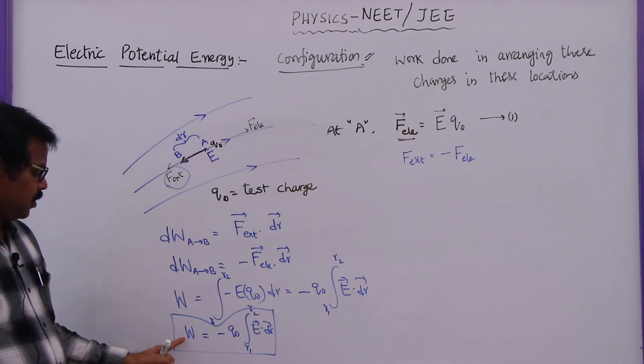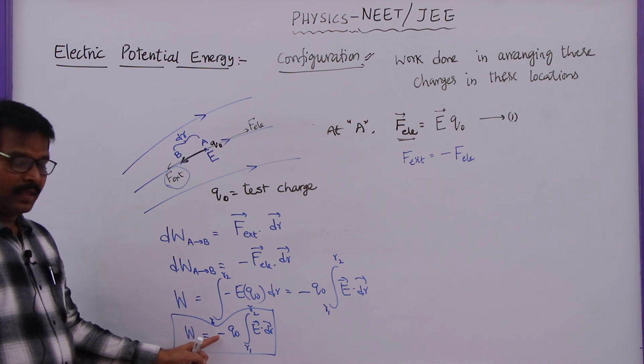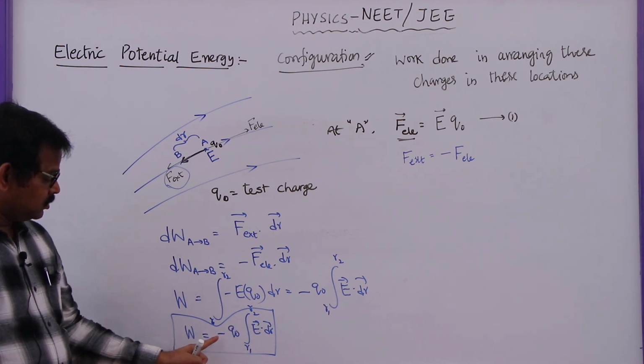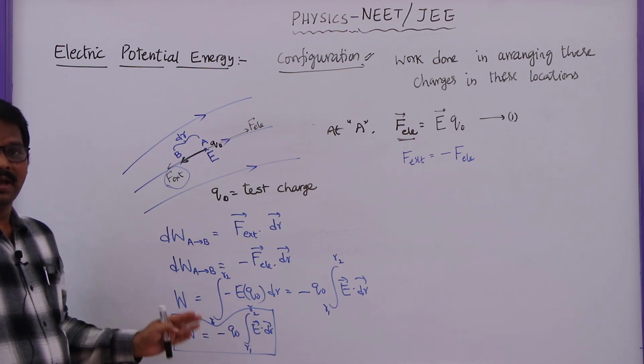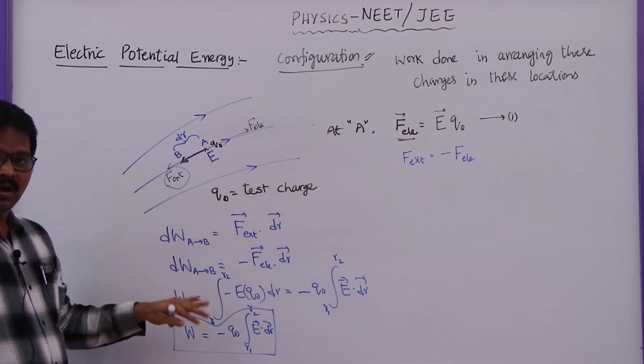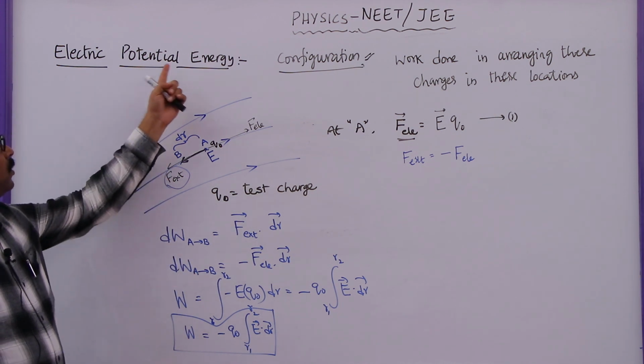In this case it is found that work is done against the electric field, because this minus indicates that we are doing some work against the electric field. So work done against the electric field to move the charge will always be stored in the form of potential energy.